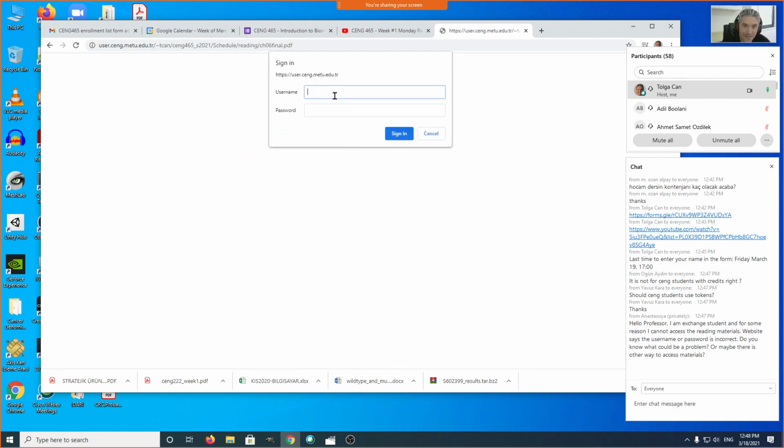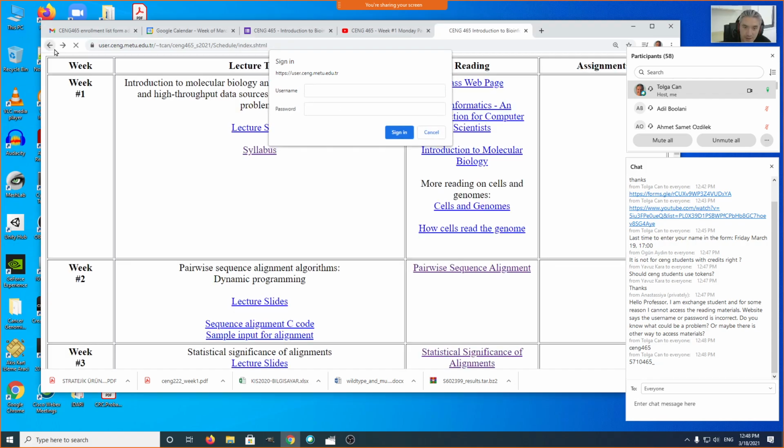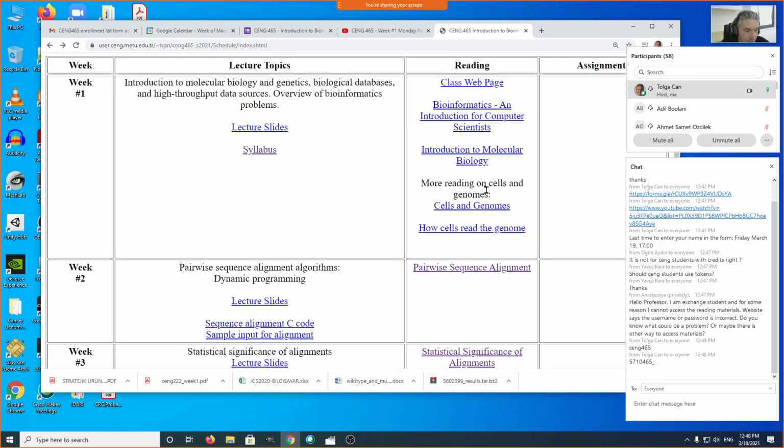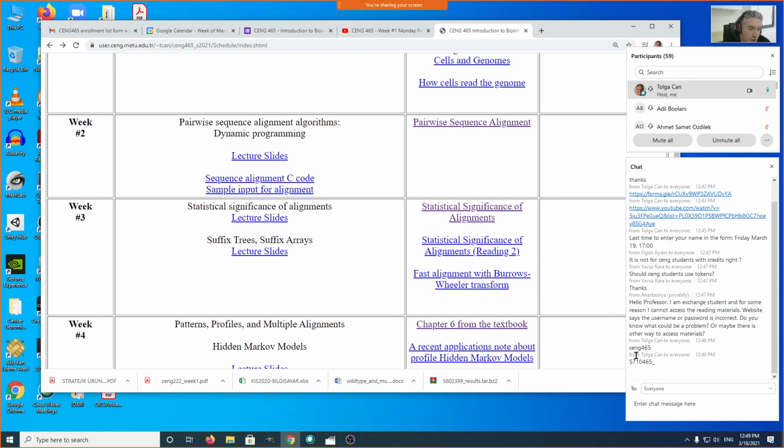The username to access this is CENG465, and the password is 5710465 underscore. Okay, so that's the password. If you write this username and password, you should be able to access the reading material like that. The lecture slides should all be publicly available. But the reading part, as I said, since it contains some copyrighted material, you should use the username and password that I just pasted on the chat box to access the reading material on the course website.